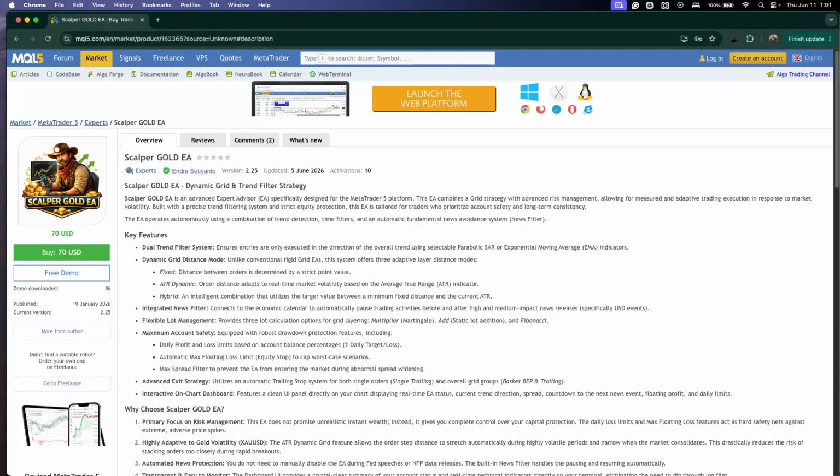So let's see what the developer page actually claims, and also compare the results here with more recent backtest results from my own backtest, because I ran this Scalper Gold Expert Advisor on MetaTrader 5 using the strategy tester. So ensure you watch until the end to get the full picture.